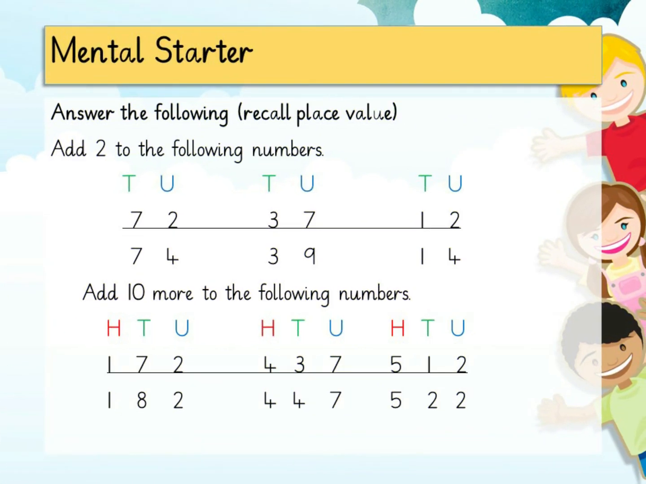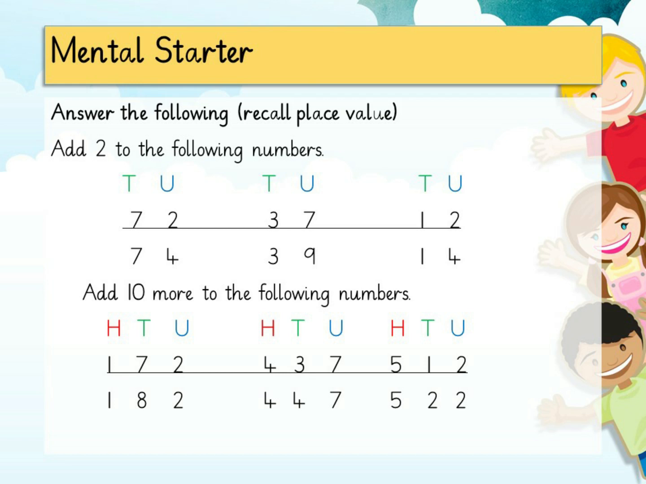Alright children, let's start our lesson with a mental starter. Answer the following by recalling place value. Add 2 to the following numbers. The numbers given in the first row are 72, 37 and 12. As you can see, these are 2-digit numbers having the place value identified at the top of each digit. 2-digit numbers have units and tens.